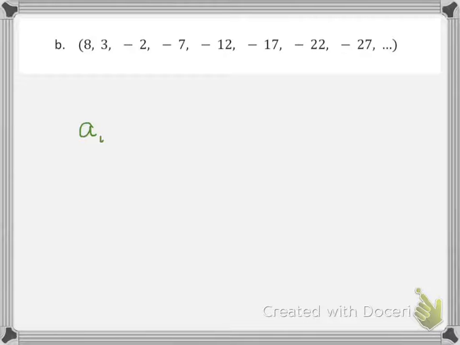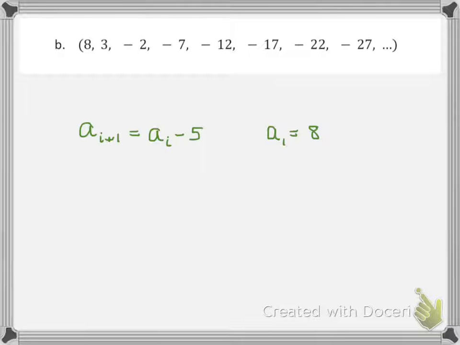A sub I plus 1 is equal to, well, what is happening to our initial value? Well, it looks like we're taking 5 away every time, so that's just our initial value, A sub I, minus 5. That's it. And we would say, well, our initial value after the first round is an 8.